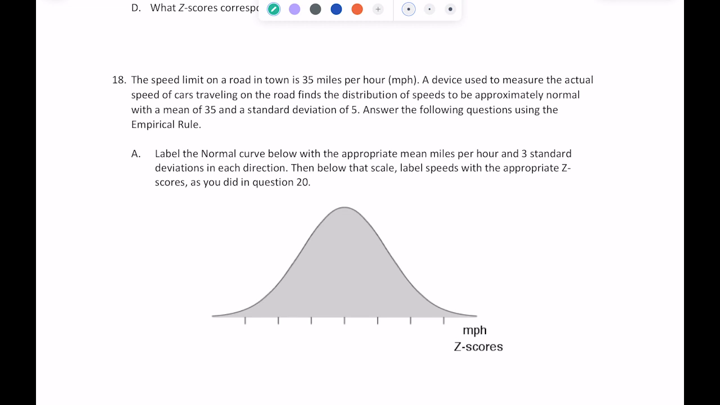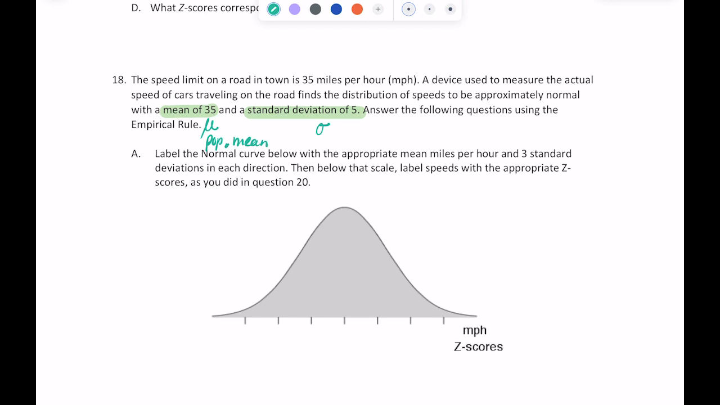We want to answer the following questions using the empirical rule. So we want to then, below that scale, label the speeds with the appropriate z-scores as you did in question 20. All right, so if we look at the problem, they tell us that we have a mean of 35 and a standard deviation of 5. So remember that this is actually mu, and this is sigma. Mu is, again, the population average or population mean. So you're taking into account all these cars whose speed was taken, so that's your population.